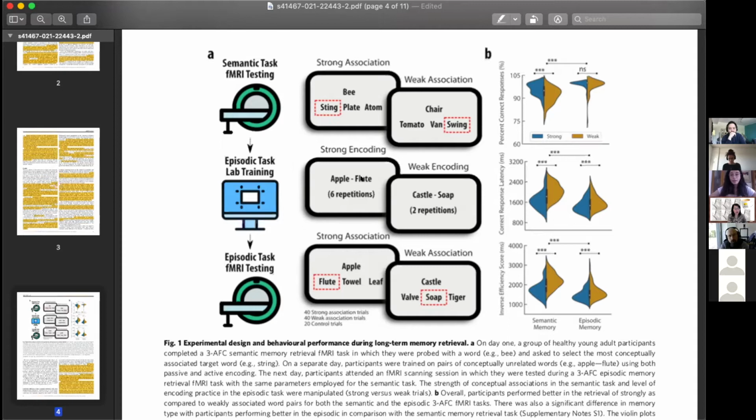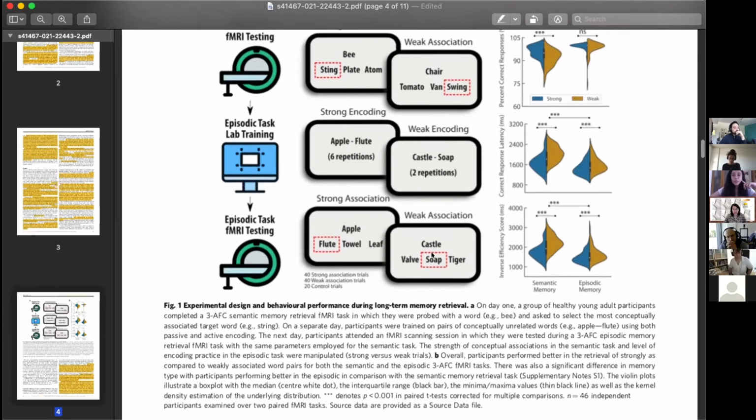And in the active session, participants were asked to combine a probe word, for instance, apple, with the previously shown coupled word, in this case, flute. The authors performed a strong encoding and a weak encoding. In the strong encoding, the active part was presented for six repetitions, while in the weak encoding, the active part was executed for only two repetitions, in order to match the strong association and weak association of the semantic task.